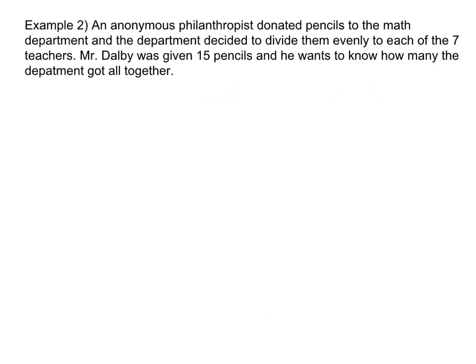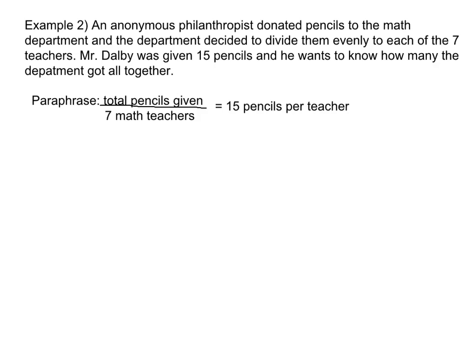So first we're going to paraphrase the question. Now we're going to leave out some of this information. Anonymous philanthropist, that's too wordy. We don't need to include that. This is all I'm writing for my paraphrase. We know that there was a total number of pencils donated, which is right here. It was divided by 7 math teachers, right here. And if Mr. Dalby got 15 pencils, then supposedly each teacher got 15 pencils. So here's our paraphrase. Total pencils given, divided by 7 math teachers equals 15 pencils per teacher.